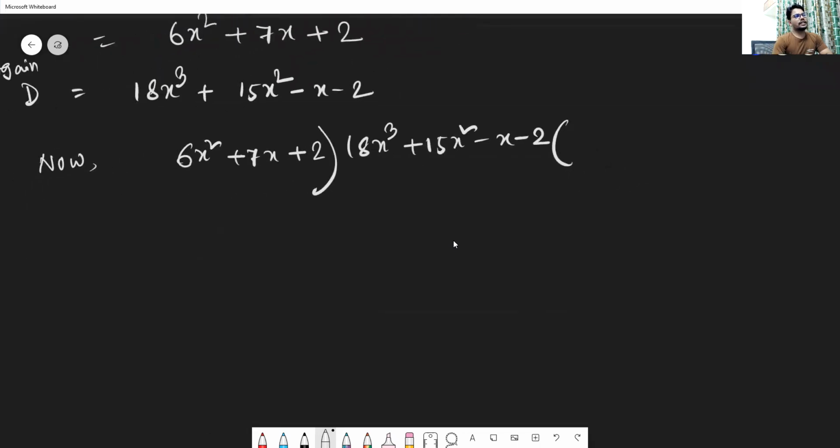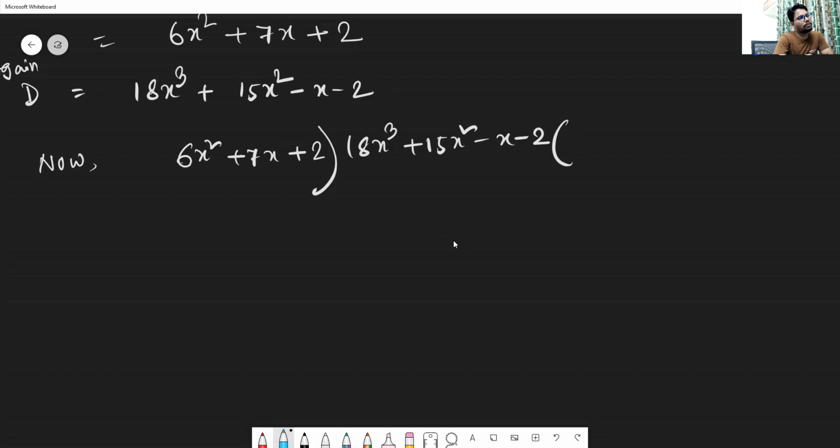Now, dear students, the first step, let's review here. Are all terms given in descending order? Because this is the highest power, this is the second highest power, then the third highest power, in descending order. Also in the divisor, we see the power of x is in descending order. So now the first step is done.